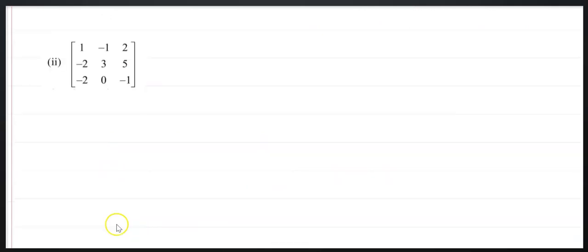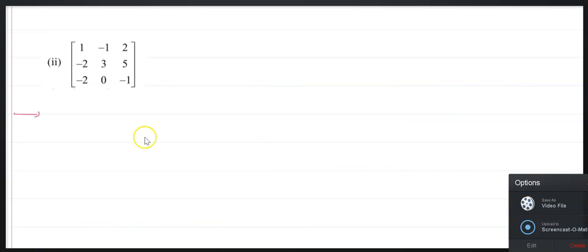Now the next matrix is 1, -1, 2, -2, 3, 5, -2, 0, -1. Now to find the cofactor of this matrix. Now first the elements.